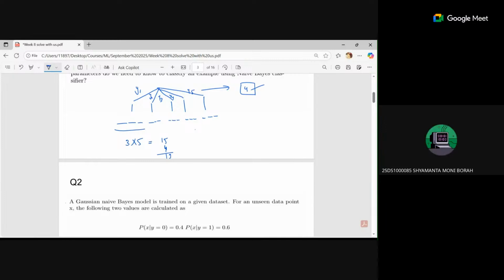But we have choices. These are binary, right, ma'am? So we can take two, no? 0 and 1 also. Y1 has 0 and 1.